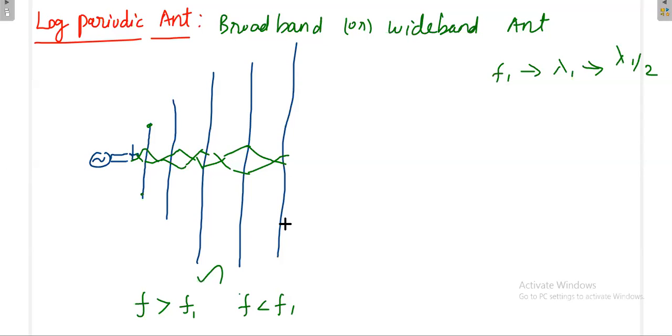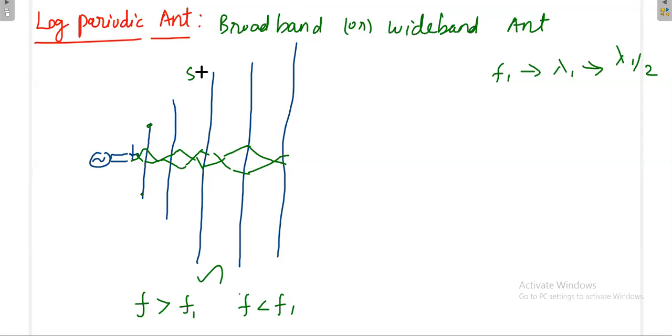By means of this procedure, you are finally increasing the range of operating frequency. That's why this antenna is called a broadband antenna or wideband antenna. Then what is the design procedure?